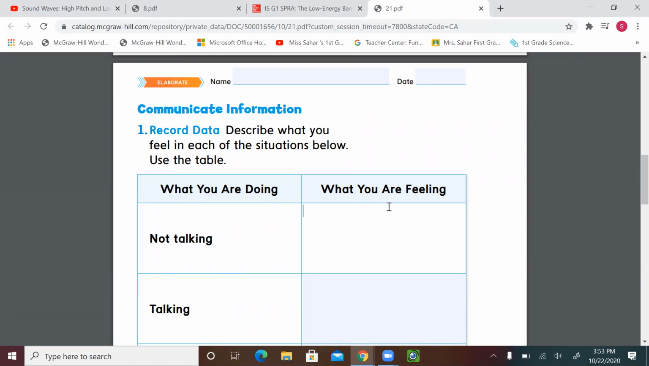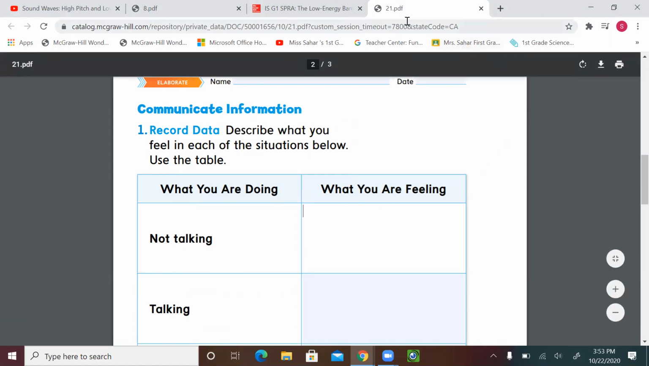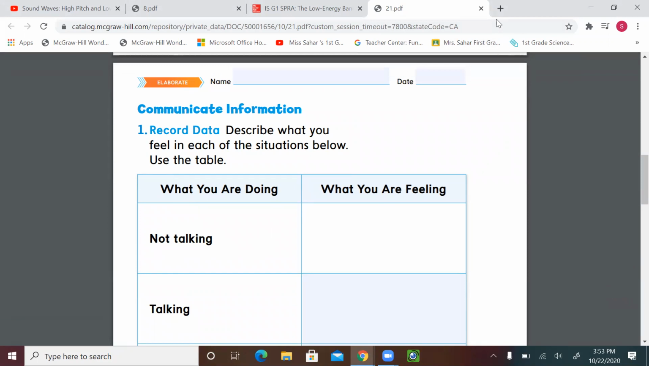Of course, nothing, no vibrations, no movement from my throat. So the first one, I'm not talking, so I'm not going to feel any changes or vibrations in my throat. So over here, I'm not talking, so of course, nothing will happen. All right, let's go for the next one.